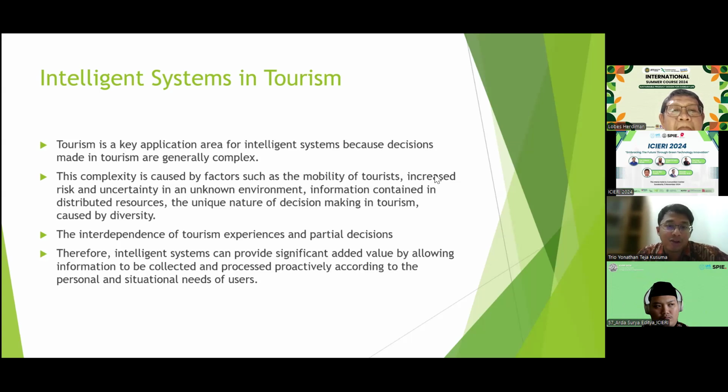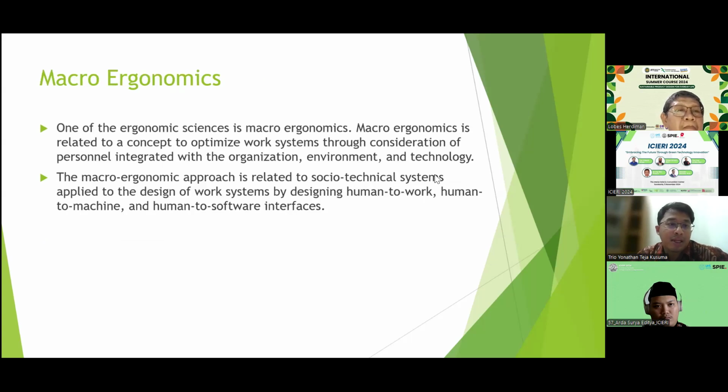This complexity is caused by factors such as the mobility of tourists, increased risk and uncertainty in an unknown environment, information contained in distributed resources, the unique nature of decision making in tourism, and the interdependence of tourism experience and partial decisions. And then, what is macroergonomics?